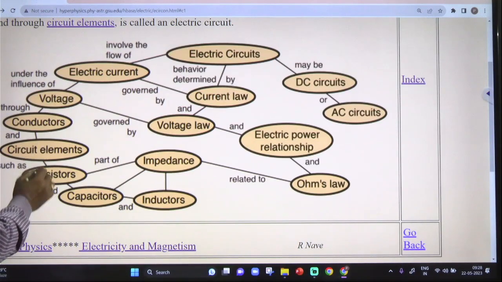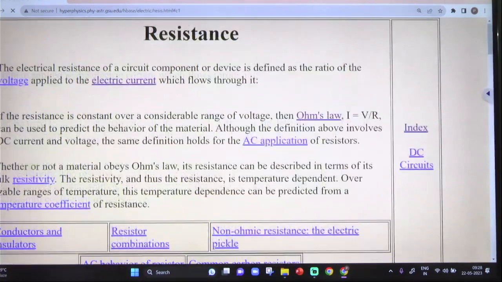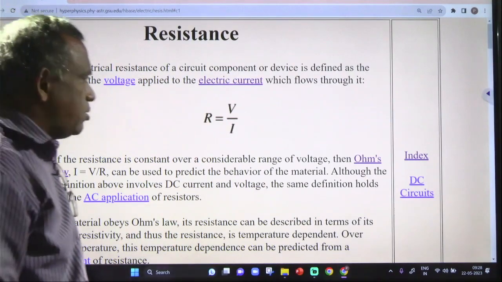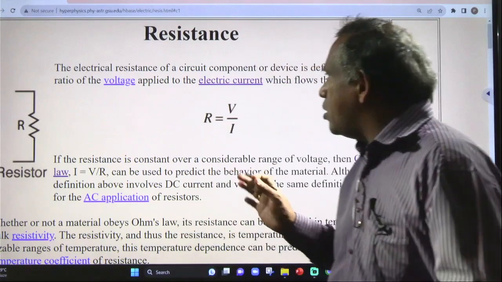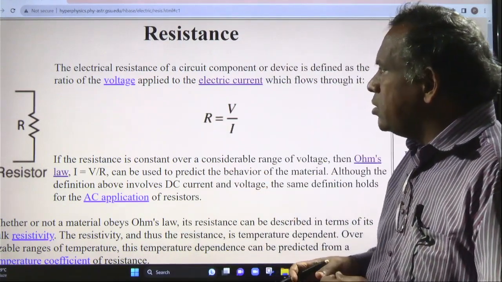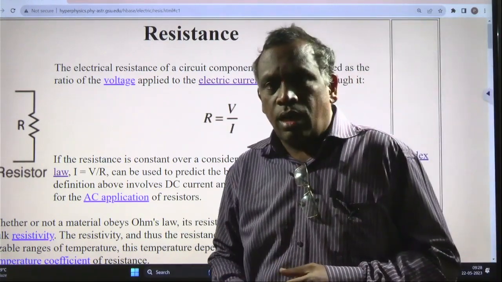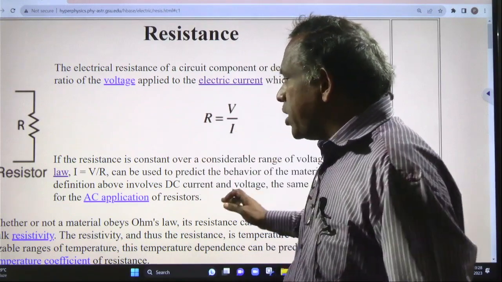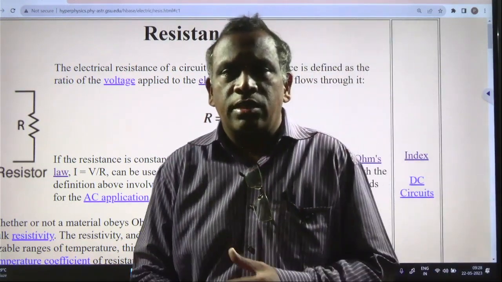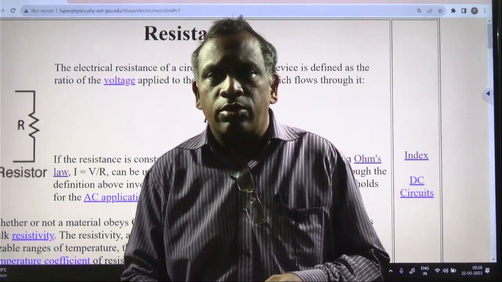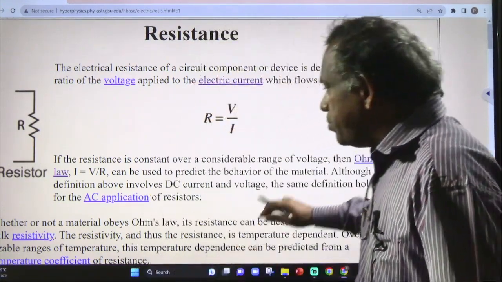Now take the resistors. Resistors are circuit elements which follow Ohm's law. Resistance is equal to voltage by current, I = V/R. According to Ohm's law, the current passing through a conductor is directly proportional to the applied voltage.